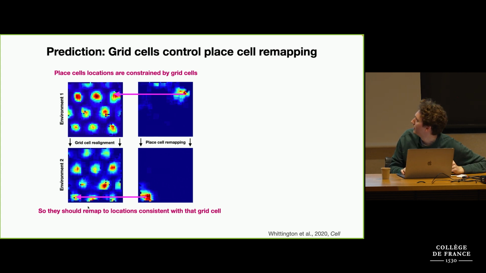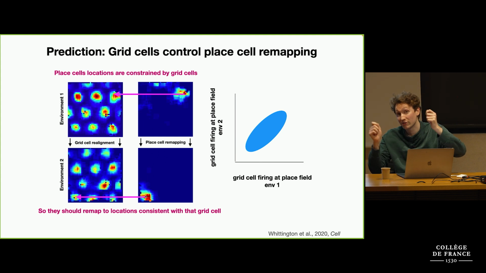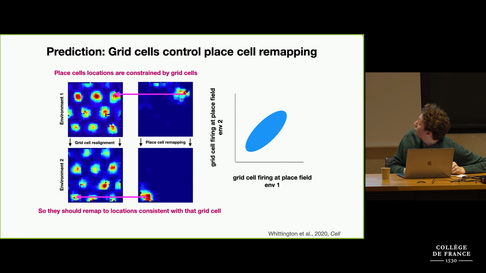This makes a prediction. If I look across all pairs of place cells and grid cells in my data, then it should be the case that where this place cell remaps, there'll be a correlation in the firing of these grid cells. Okay? So what's the grid cell firing at the place cell peak in one environment versus the grid cell firing at this position of place cell firing in the other environment? There should be a correlation.